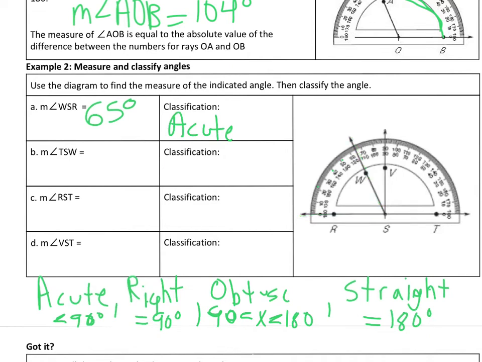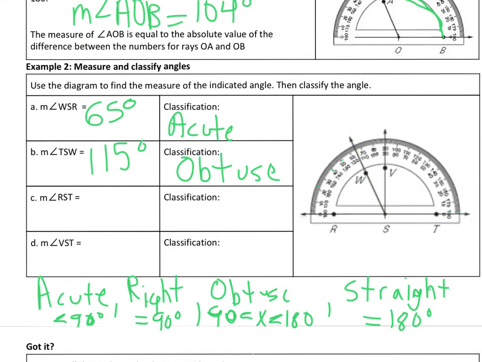Right. So TSW. I'm going to follow this T to S to W. So it hits at that same spot as WSR, but we're counting it from this side. So we're counting on the inside of these numbers. So that means that this angle would be 115 degrees, right? Making it obtuse. It's between 90 and 180, okay? So we don't just say greater than 90. We say it's between 90 and 180. That makes it obtuse.